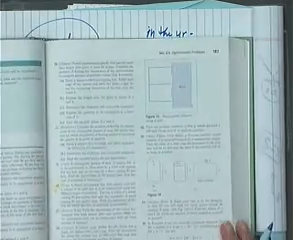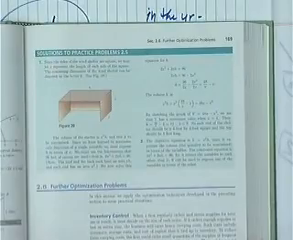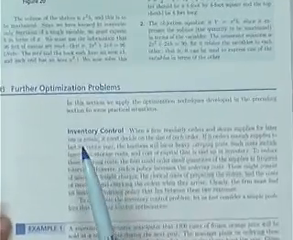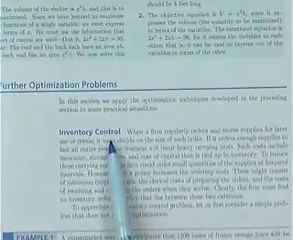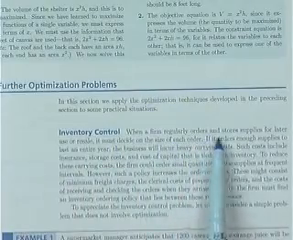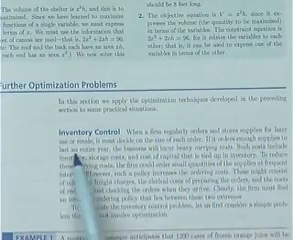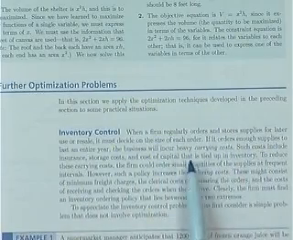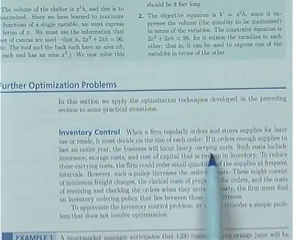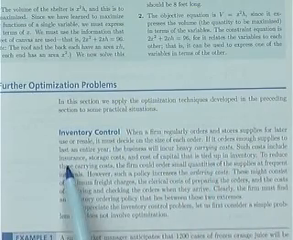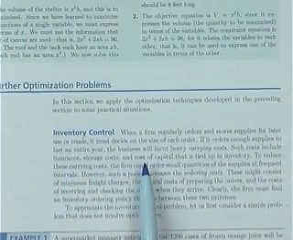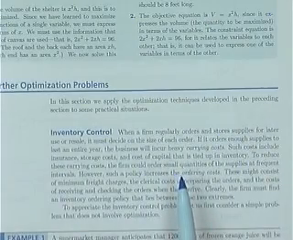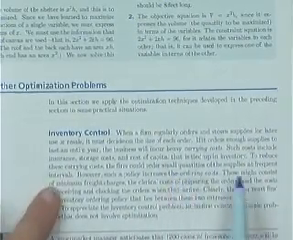All right, let me just show you a couple pictures in the book so you don't think that I just made it up. All right, I'm on page 189. It's talking about inventory control. When a firm regularly orders and stores supplies for later use or resale, they have to decide the size of each order. And a lot of times you have what is called carrying cost. This is your insurance, your storage, cost of capital that's tied up in the inventory. Like you've already paid for it up front. You could have your money sitting in an account or in some interest.